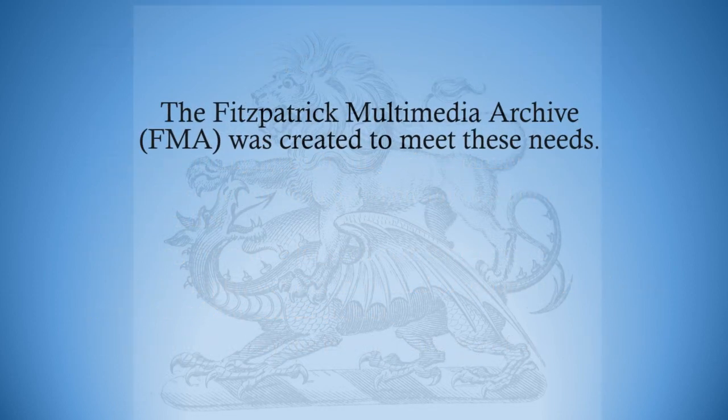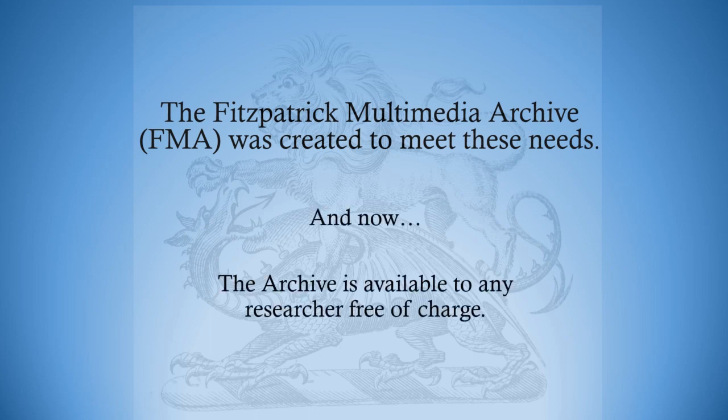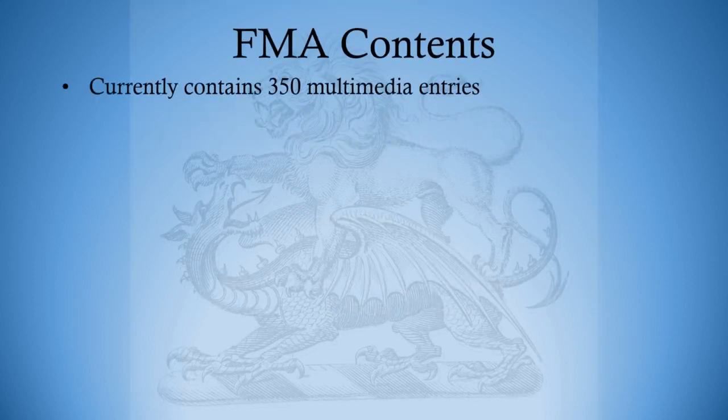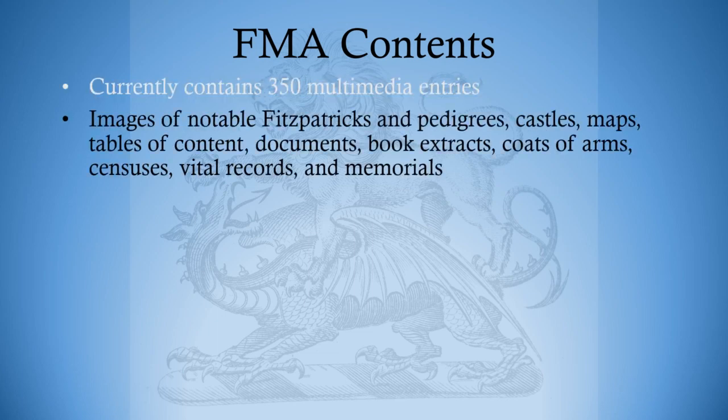The Fitzpatrick Multimedia Archive, or FMA, was created to meet these needs. And now the archive is available to any researcher free of charge. The FMA currently contains 350 multimedia entries. There are images of notable Fitzpatricks and pedigrees, castles, maps, tables of content, documents, book extracts, coats of arms, censuses, vital records, and memorials.